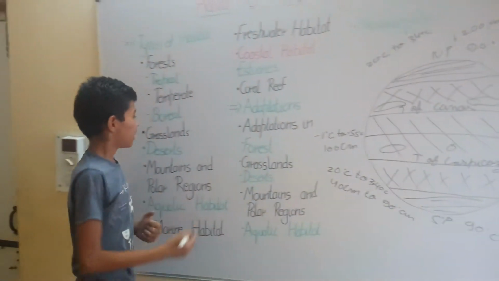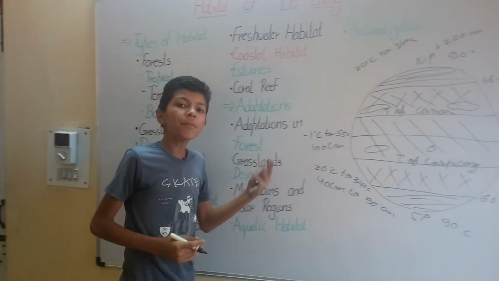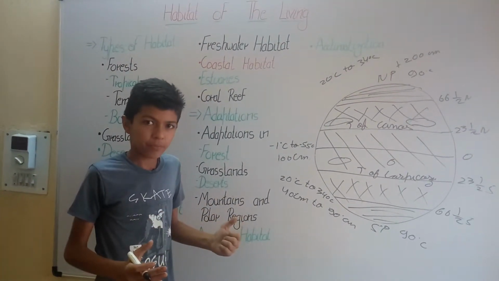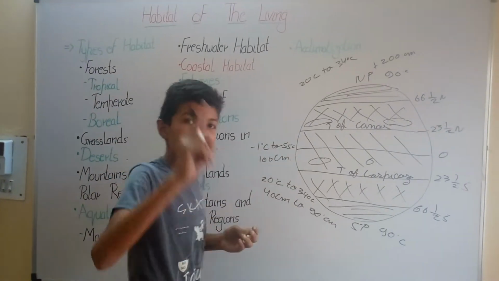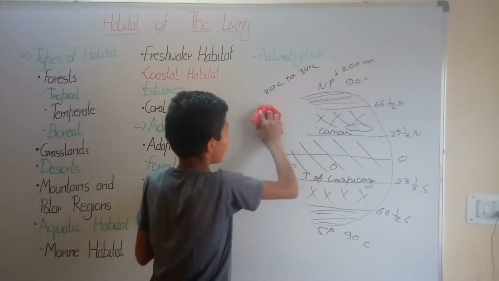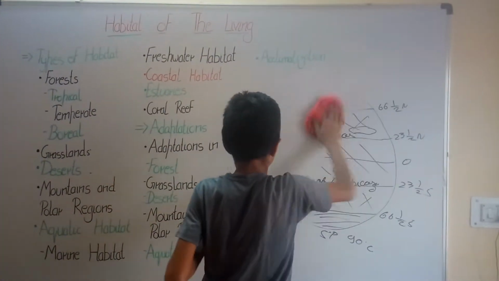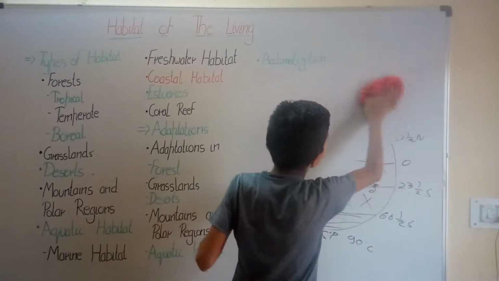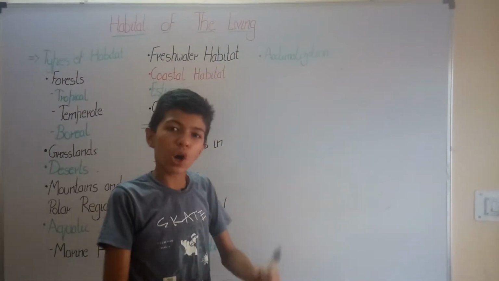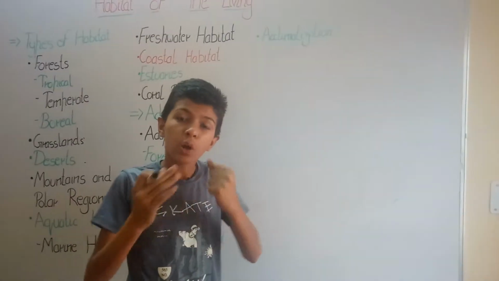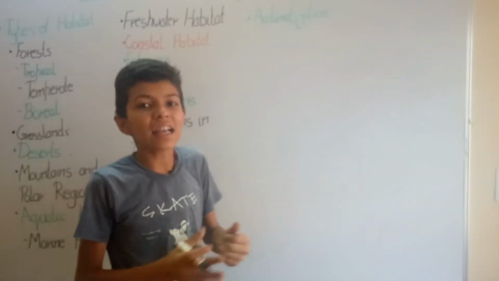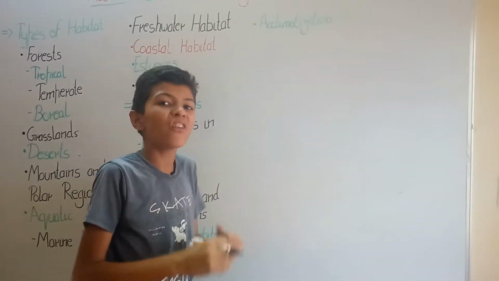Then we have the desert. Deserts are the areas which have a scarcity of water. So there are mainly two types of deserts. These include hot deserts and cold deserts. We usually think of deserts as hot places, but some of them are really cold. But the same thing is that they have a scarcity of water.